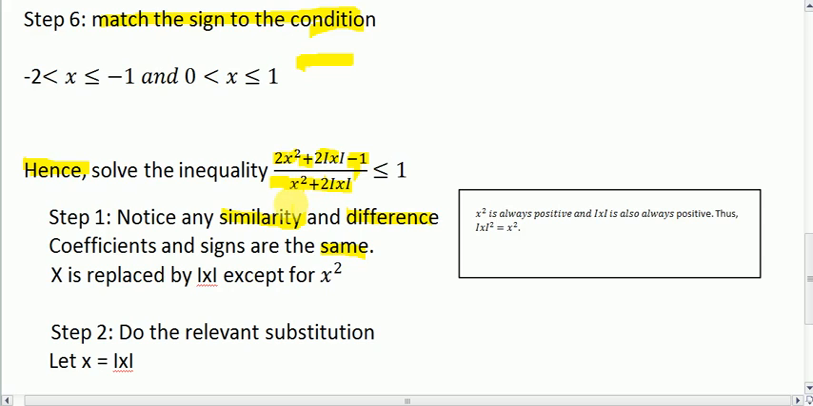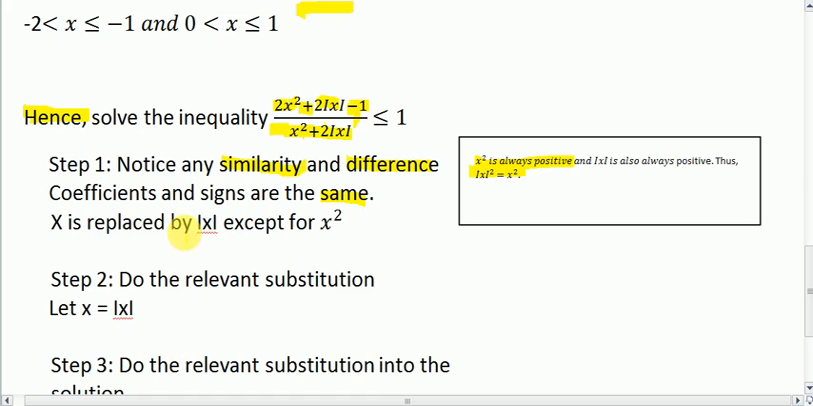But the thing similar to the first part is that the x squared is still x squared. Why is it not mod x squared? Very simple, it's very obvious. x squared is always positive, and mod x is also always positive. So mod x squared is equal to x squared. You don't need to put a mod x squared, it's ambiguous. So this can actually be written as 2 mod x squared plus 2 mod x minus 1 over mod x squared plus 2 mod x lesser than or equals to 1.